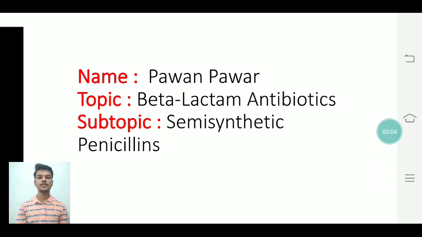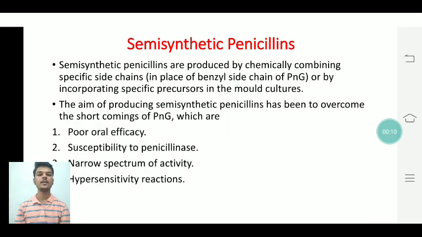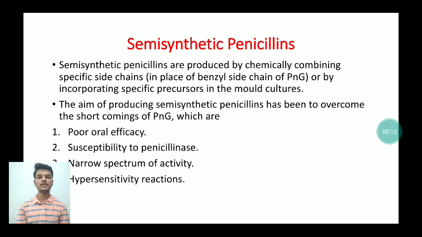My topic for presentation is beta-lactam antibiotics, in which I am going to cover the semisynthetic penicillins. Moving towards the introductory part, firstly we will see how semisynthetic penicillins are produced. They are produced by chemically combining specific side chains in place of the benzyl side chain of penicillin G, or by incorporating specific precursors in the mold cultures.